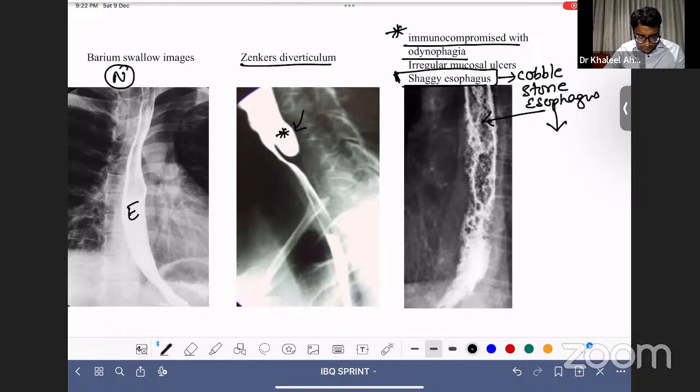Very nice, Rishabh is correct. This is the cobblestone appearance of Candida esophagitis. Remember C for C. Cobblestone appearance in the bowel is Crohn's disease, but a cobblestone or shaggy esophagus with irregular mucosal ulcers in an immunocompromised or AIDS patient, think of Candida esophagitis. Please remember this image and the description that goes with it.